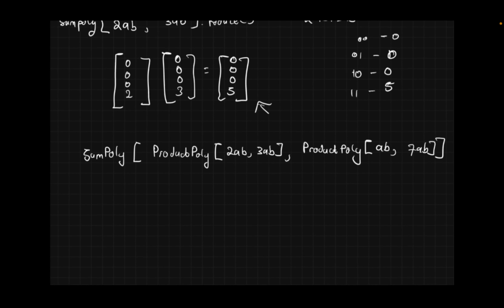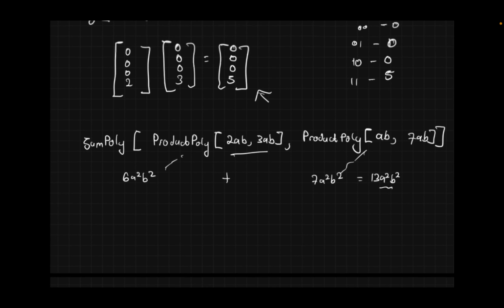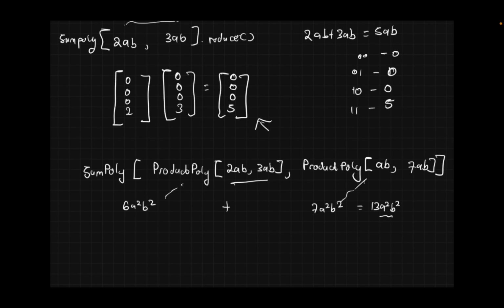Okay? So the product poly would be 6a squared b squared, right? That's for this one. This other one will be what? 7a squared b squared, right? And the summation will just be 6a squared b squared plus 7a squared b squared. Now let's evaluate. This is not an interesting example because it's just a squared b squared, but it's fine. So now we evaluate this over the Boolean hypercube, right?